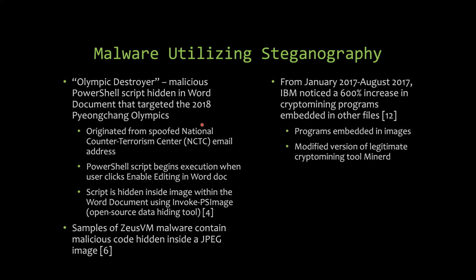Another example very quickly: from January 2017 to August 2017, IBM noticed a 600% increase in crypto mining programs embedded in other files. That, of course, has continued to rise as time has progressed. We really saw an increase in overall malware trends, but even in the crypto mining space, over the COVID-19 pandemic when everyone was on lockdown.